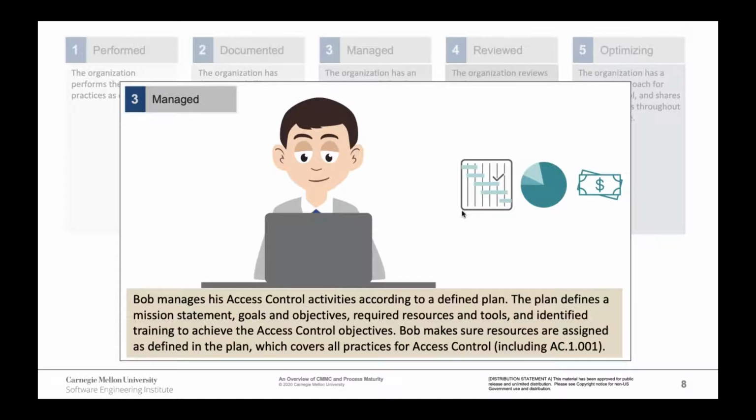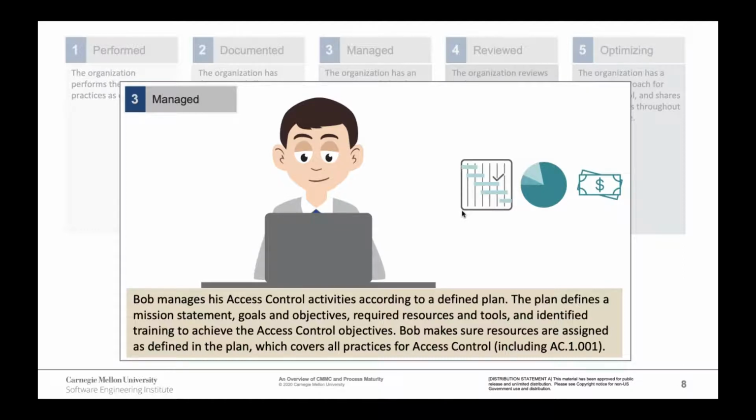Okay, so let's move on to level 3. Bob is doing a great job with his IT role, and his company is growing by leaps and bounds, and now they want to pursue a level 3 CMMC certification. So at a level 3, an organization is expected to be managed. Specifically for access control in AC 1.001, Bob is managing his activities according to a defined plan.